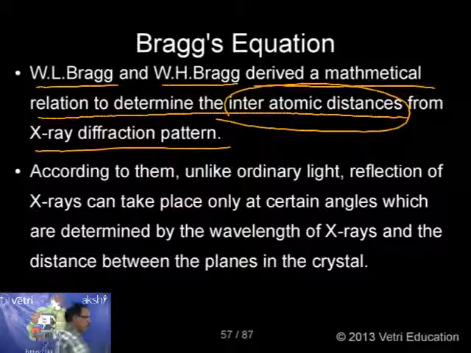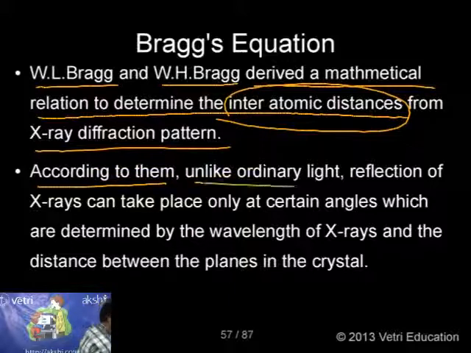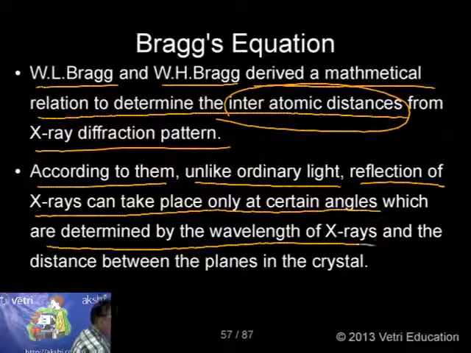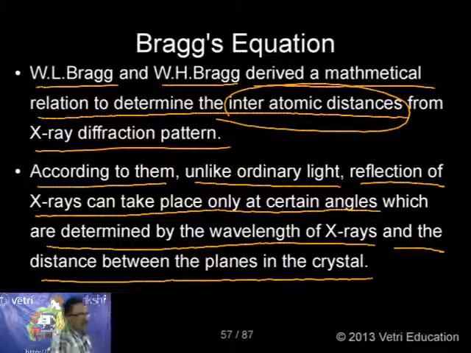Okay. According to them, unlike ordinary light, the reflection of X-rays can take place only at certain angles. Can you follow? According to W.L. Bragg and W.H. Bragg, unlike ordinary light, reflection of X-rays can take place only at certain angles, which are determined by the wavelength of the X-rays and the distance between the planes in the crystal. This is very interesting information discovered by W.L. Bragg and W.H. Bragg. Okay, let me give you some more information.